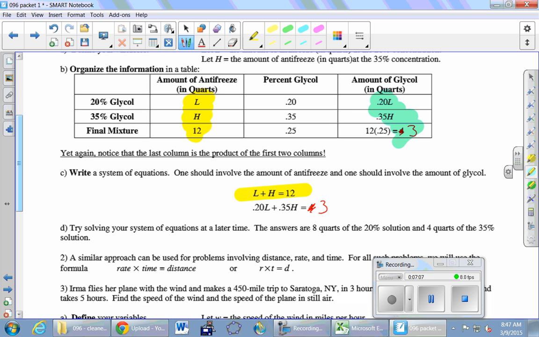That's true, but I'm looking for an equation that takes everything, every one of those cells into account. Want to try again? It's like the L plus H equals 12. Everybody buy that? That's saying you're going to take the amount of glycol you get from the low concentration plus the amount you get from the high concentration, and it better equal the 3 quarts of glycol that we're after. And that's right there. Okay, and then all of a sudden it's a familiar looking system of equations. You can use substitution or elimination to solve it.